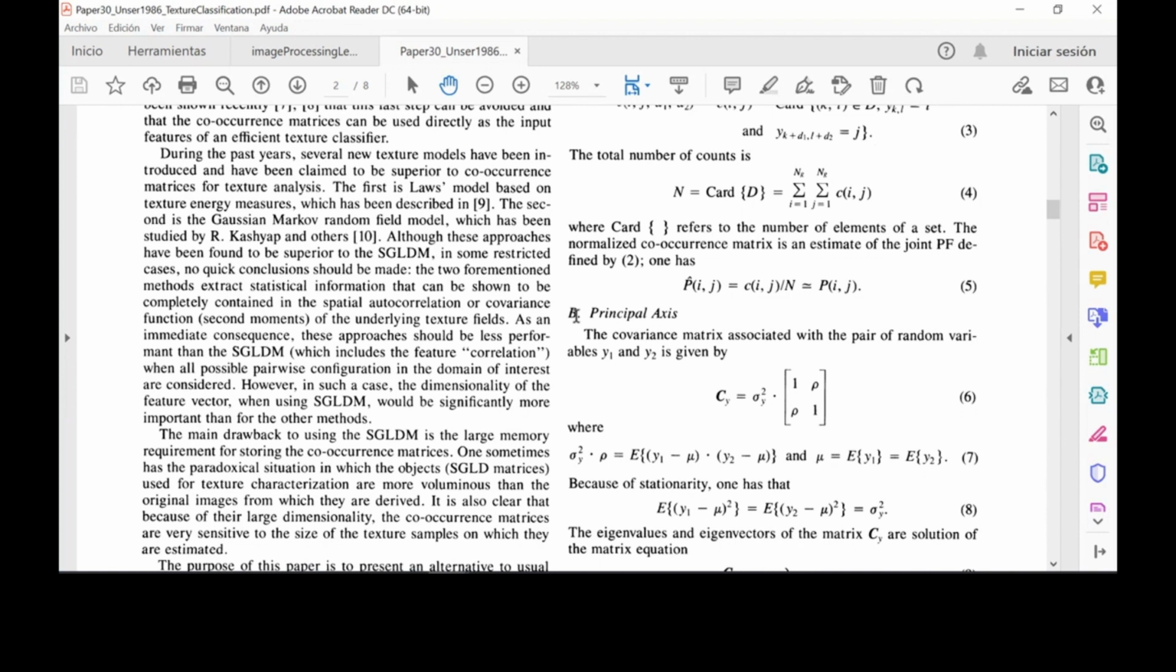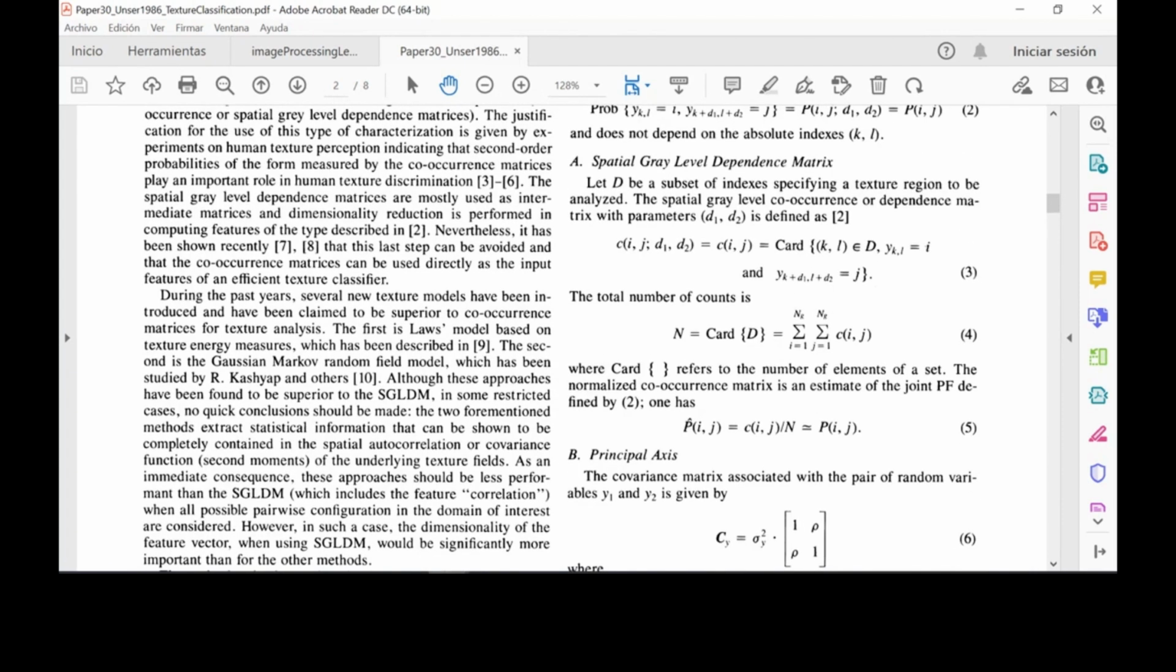There are some small details that I will skip. So equation 2 and equation 1, those are the ones.